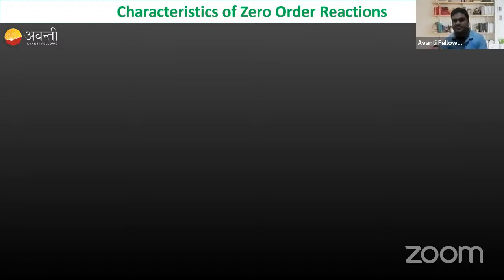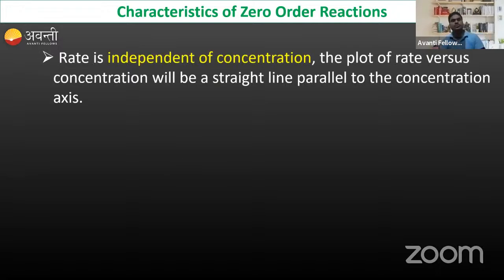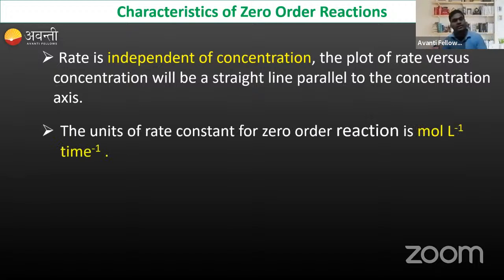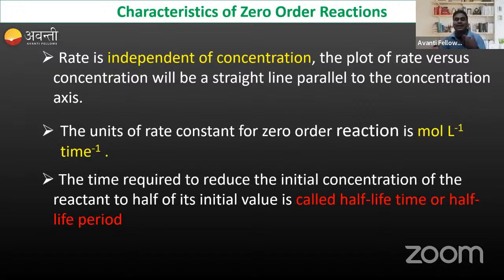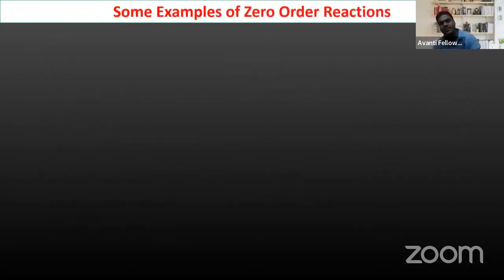Oh, all fine. Good. So these are the characteristics of a zero order reaction. The rate is independent of the concentration. The plot of rate versus concentration will be a straight line parallel to the concentration axis. The unit of rate constant for the zero order reaction is mole per liter per second. The time required to reduce the initial concentration of the reactant to half of its initial value is called half-life time, or half-life period.